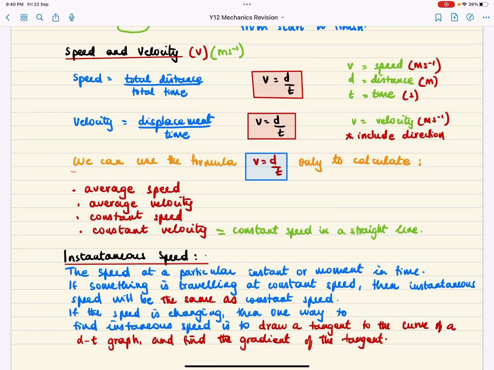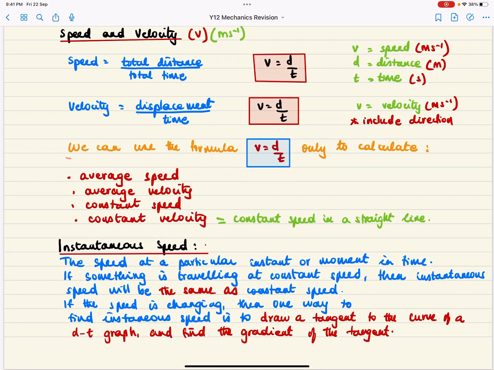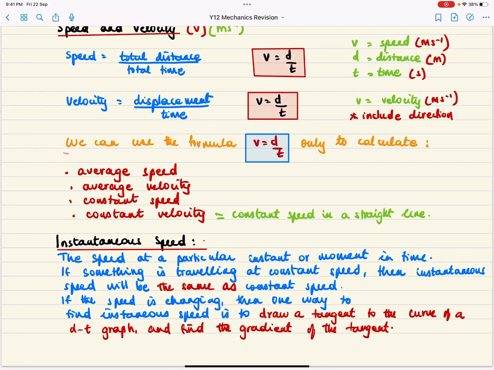The meaning of constant velocity is that neither the direction nor the speed changes. In other words, constant velocity is constant speed in a straight line. There's also something called instantaneous speed. So that's a speed at a particular moment in time.